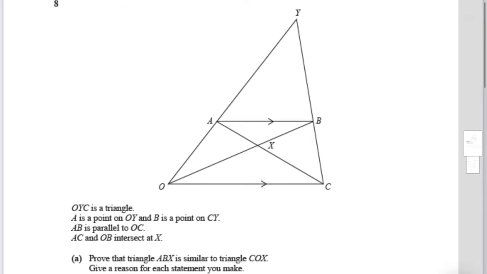So, if you look at this diagram closely, they mention that AB and OC are parallel to each other. Since they are parallel to each other, this angle right here and this angle right here would be exactly the same. Why? Because they are alternate angles. And this angle right here and this angle right here would also be the same because they are alternate angles as well. The third angle, this one, is also going to be the same as this angle right here. Why? Because they are vertically opposite angles.